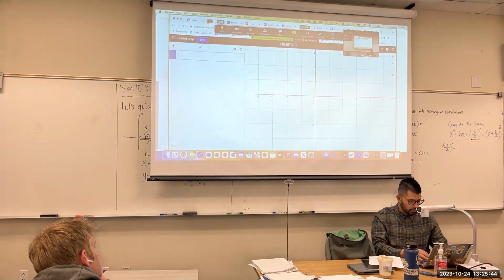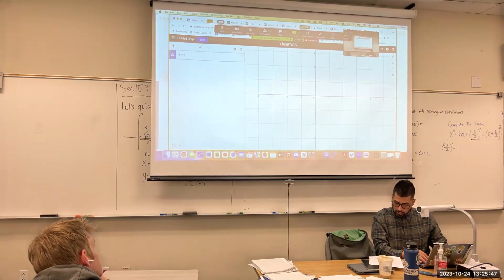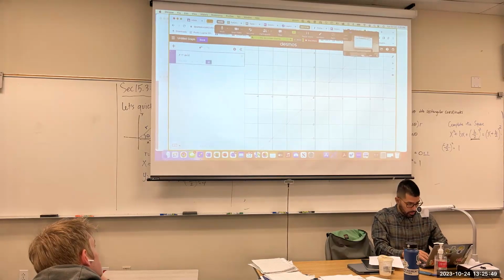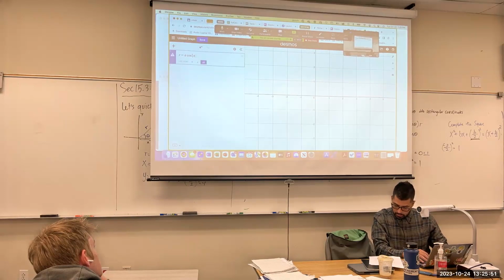Then you have your beautiful rose curves. Let's do the one on the bottom where it's a cosine n theta, let's do 5 theta. Let me do 4.